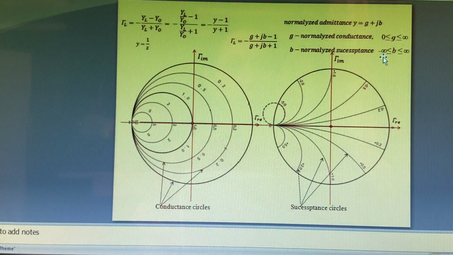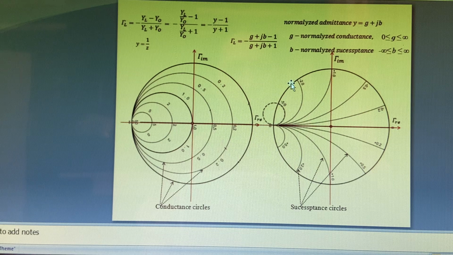For every value of B, the susceptance value, which varies from minus infinity to plus infinity, there is a circle on the chart. For example, this is B equal to minus 5. If you take B equal to minus 5 and vary the imaginary and real parts, they will form a circle like this.